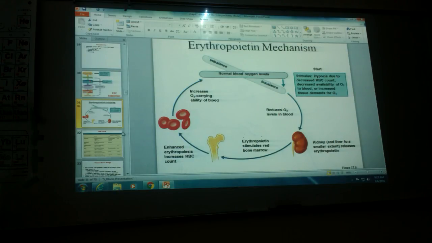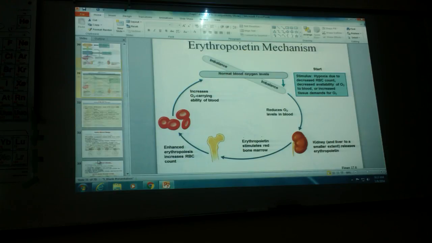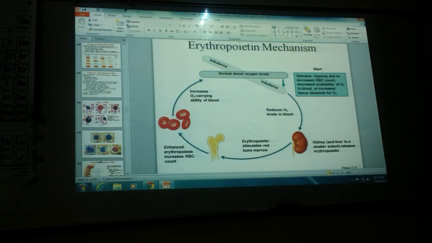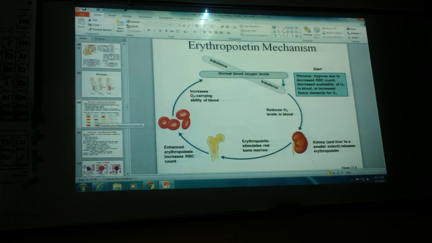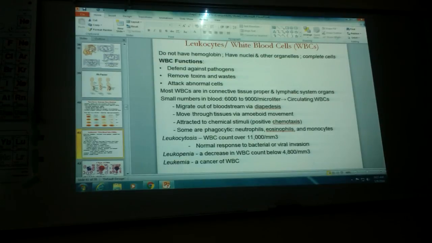Okay? The next topic is about blood typing. I think I'm going to do this last. We're going to look at white blood cells first. Break 5 minutes, then we do white blood cells.